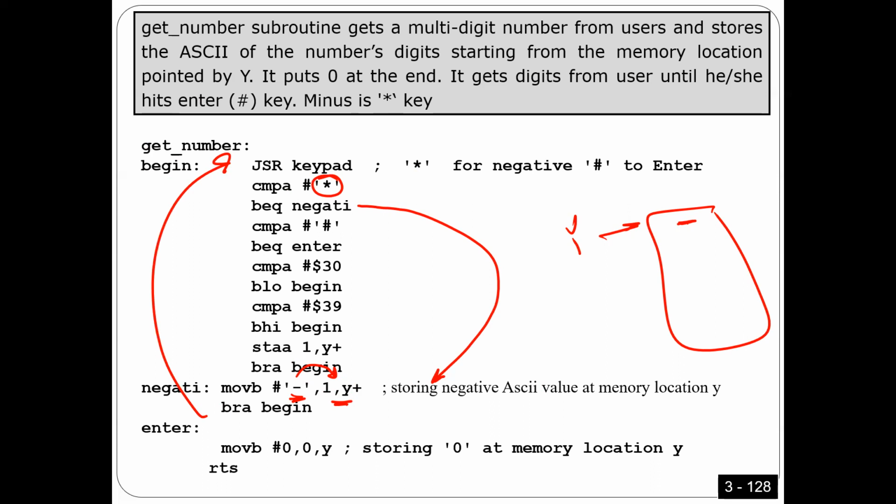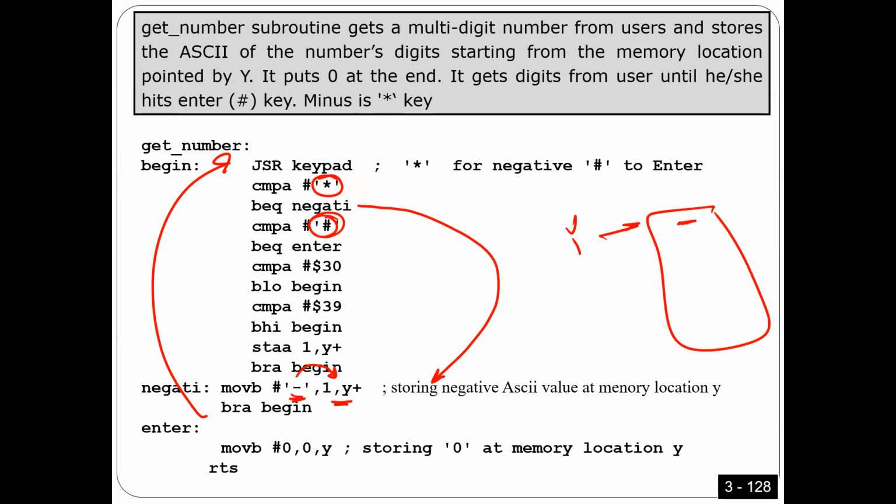Okay. If not, so now I'm gonna compare the number I got with hashtag. Hashtag means enter. That means I am done. I have to leave. Okay. So here there is one of three possibilities. Number one, you are gonna get negative. You are gonna get enter. You are gonna get a number from 0 to 9. There is nothing else.